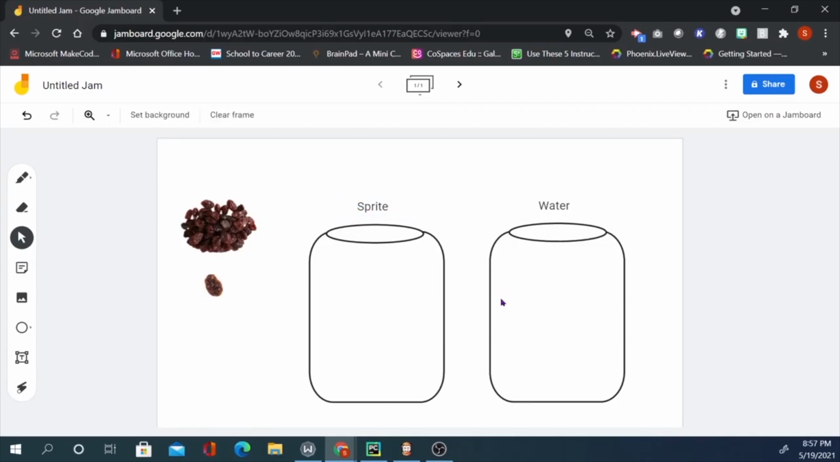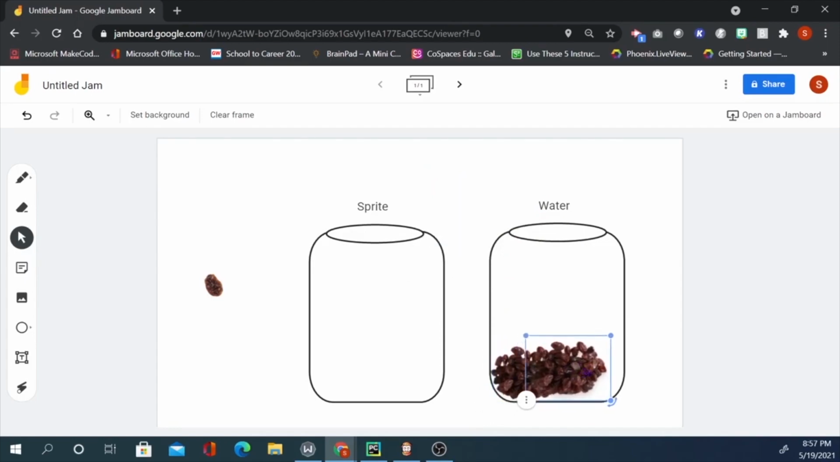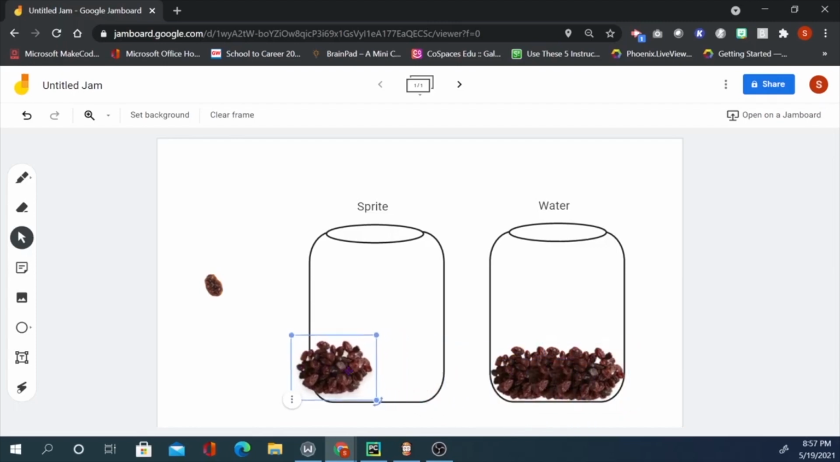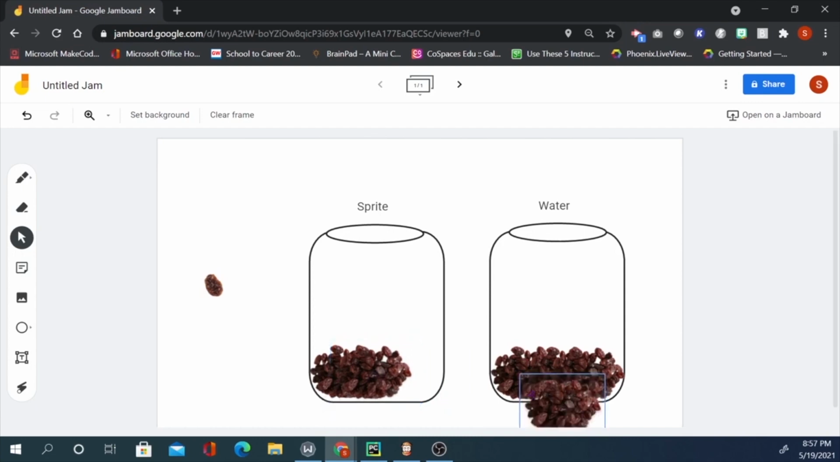All right. Now, we know that both jars had raisins in them at the bottom. So I'm just going to go ahead and put a few groups of raisins. There we go, that looks good. And we tried to get the same amount in each jar, so even in our documentation, we'll try to make them look like there's the same amount.